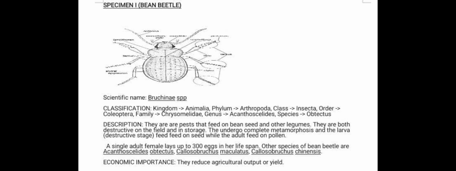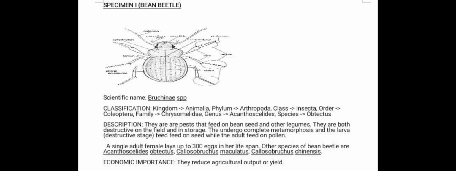So they undergo complete metamorphosis. Remember, complete metamorphosis from the egg to the larva to the pupa, then to the adult. But the most destructive stage of this bean beetle is the larval stage, the adults mostly feed on pollen grain. So you could be asked what stage of this specimen is destructive.